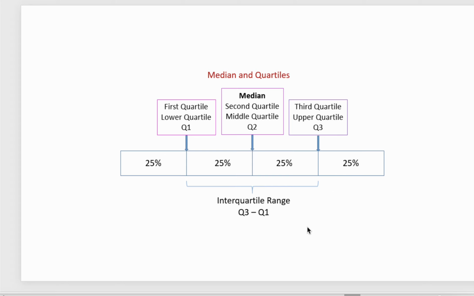The interquartile range talks about the middle of the data, the middle 50%. It is Q3 minus Q1. So, interpretation: it is the variability of the middle 50% of the data.